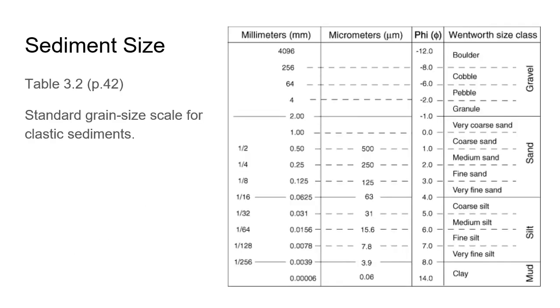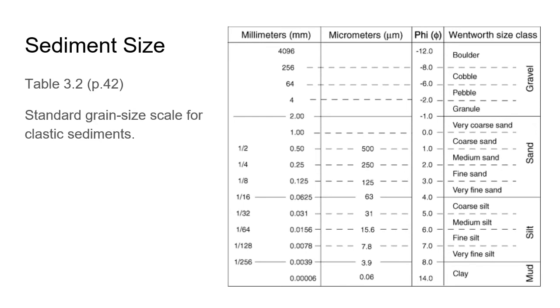Table 3.2 on page 42 of your textbook deals with sediment size, looking at our standard Wentworth grain size scale for our clastic sediments. Remember, this doesn't really work well with chemical sediments. Looking at it either in terms of micrometers or in millimeters, or even a phi scale. Your muds are going to be predominantly clays. Silts can be broken down into very fine all the way to coarse. Sands then from very fine sand to very coarse sand, and our gravel sized for the Wentworth scale going from granule, pebble, cobble, and boulder.